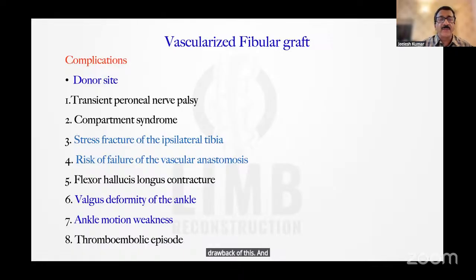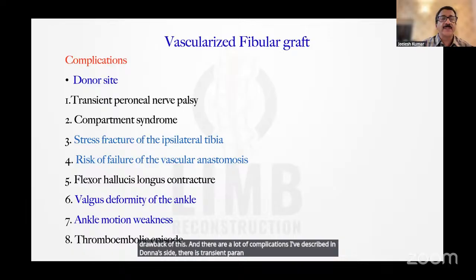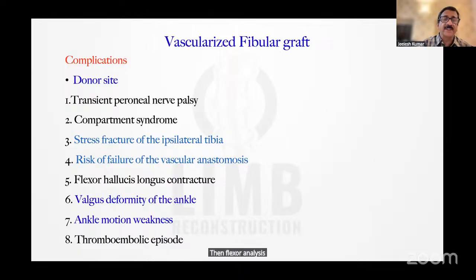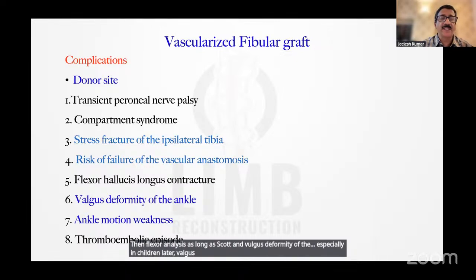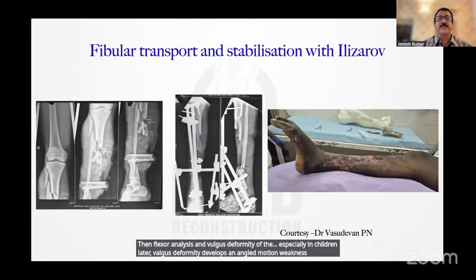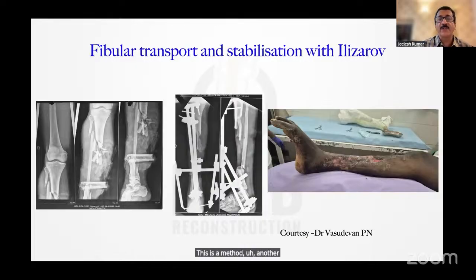And there are a lot of complications also described on the donor side, that is transient peroneal palsy, compartment syndrome, stress fracture of the ipsilateral tibia, risk of failure of the vascular anastomosis. Then flexor hallucis longus contracture and valgus deformity of the ankle, especially in children, later valgus deformity develops, ankle motion weakness, etc. This is a method; another method is a fibular transport.